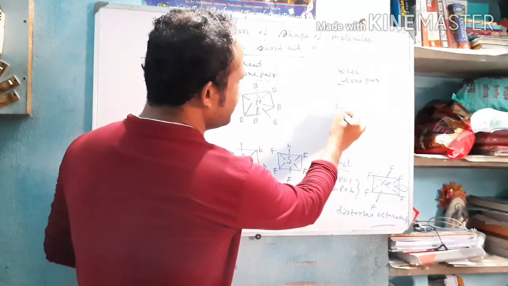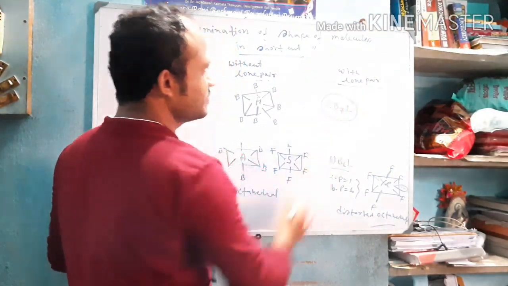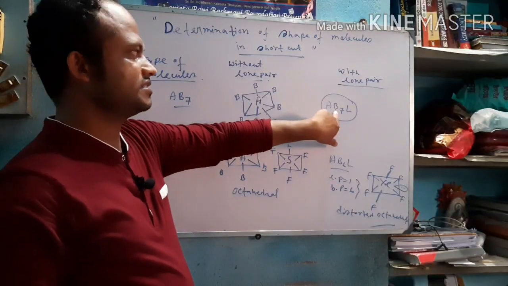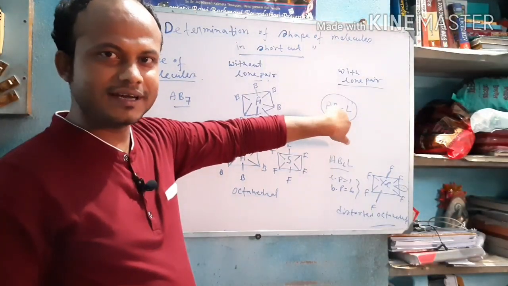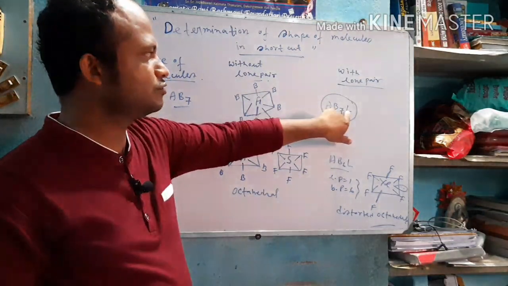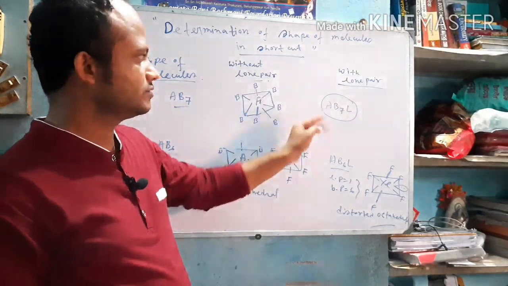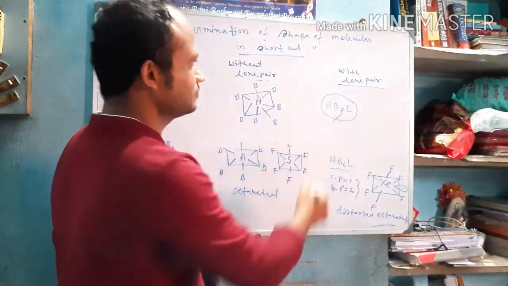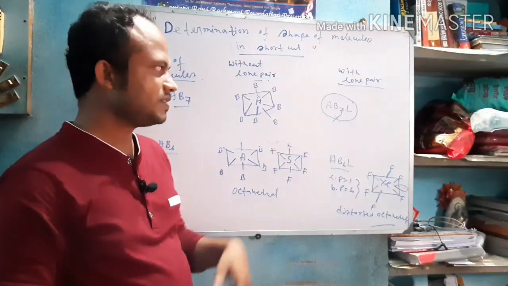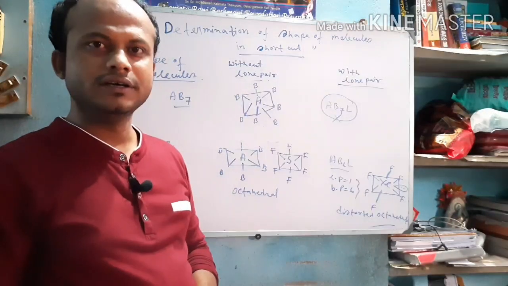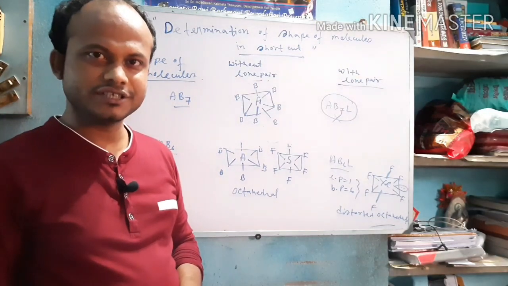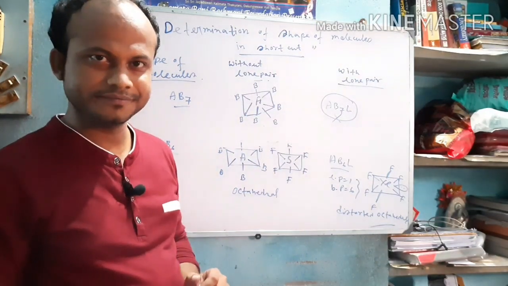Justify AB7L. Is it possible or not? Here 7 bond pairs and 1 lone pair, that is 7 and 2, 9, so this is not possible. So complete. In the next video I will discuss the hybridization of the molecules in microseconds.